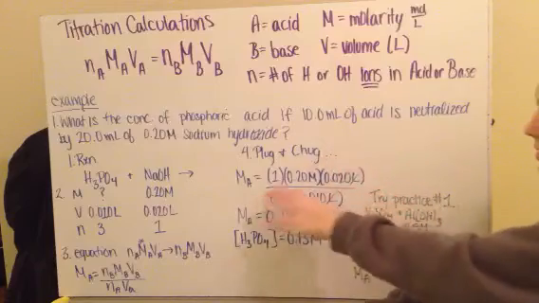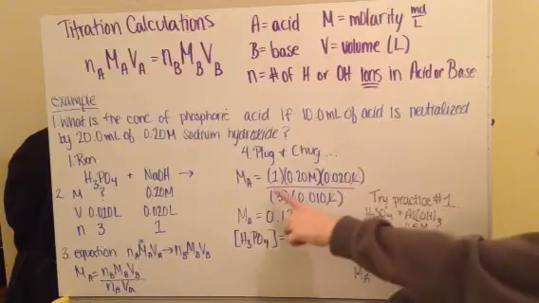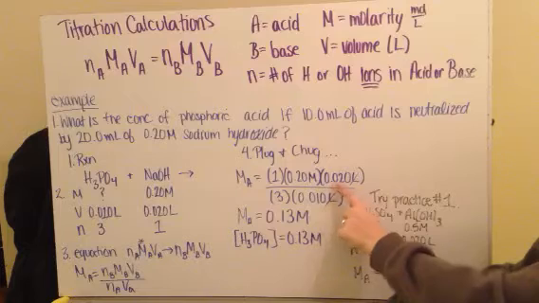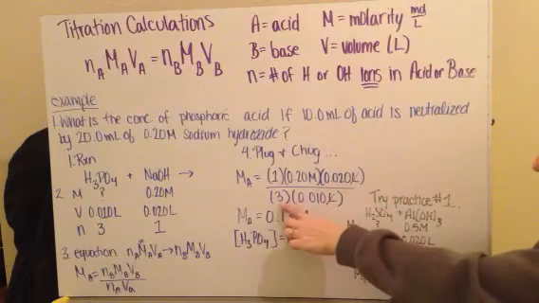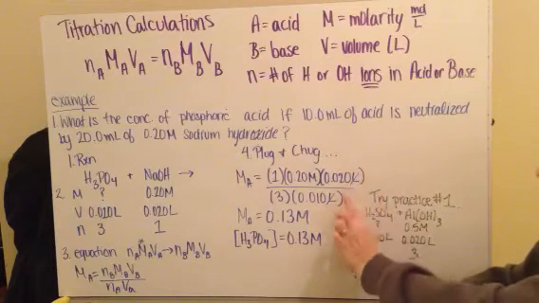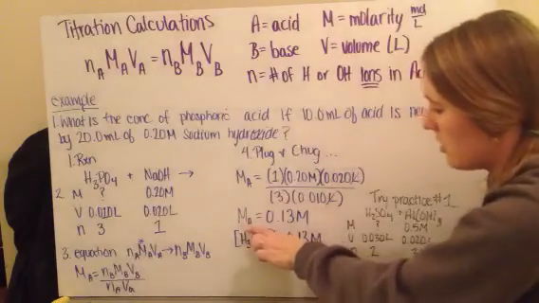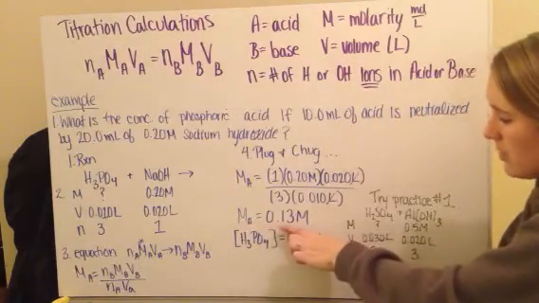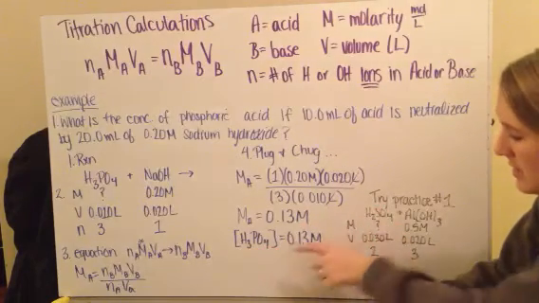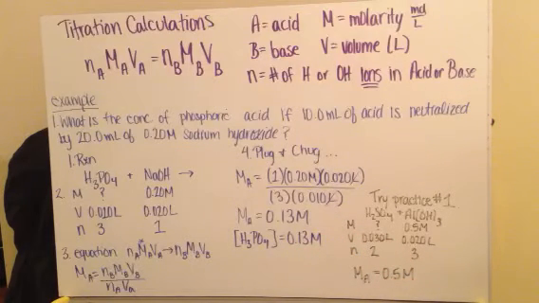After I've solved for my molarity of my acid, I just plug in my variables, remembering to include my units. So I get 1 times 0.20 molar times 0.020 liters divided by 3 divided by 0.010 liters. Notice that my liters cancel out and I'm left with molar. Therefore, my concentration of my phosphoric acid is 0.13 molar. Go ahead and try your practice problem number 1.